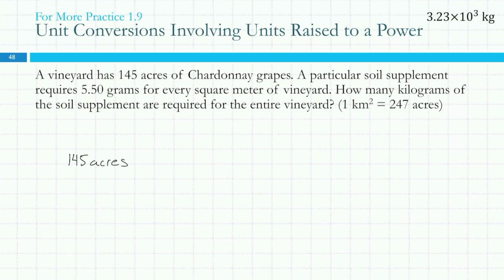Yes. Yeah, right. So this 5.50 grams for every square meter. So that's 5.5 grams of soil supplement that I need per square meter, right? Another way we could say that. And so we might want to rewrite that as 5.50 grams equals 1 square meter, 1 meter squared. And then we're given this other one, which is the 1 kilometer equals 247 acres.